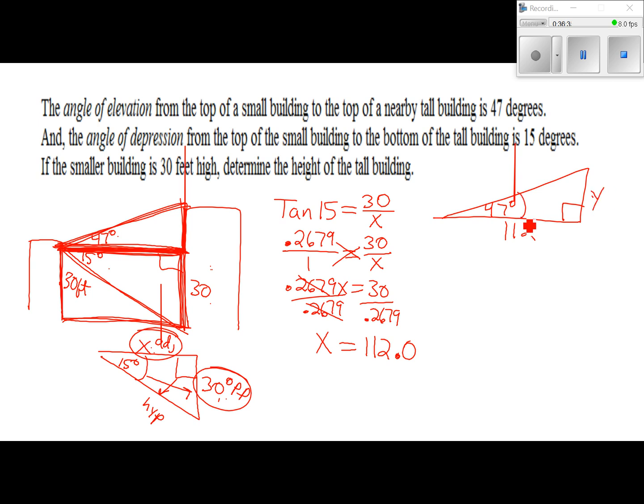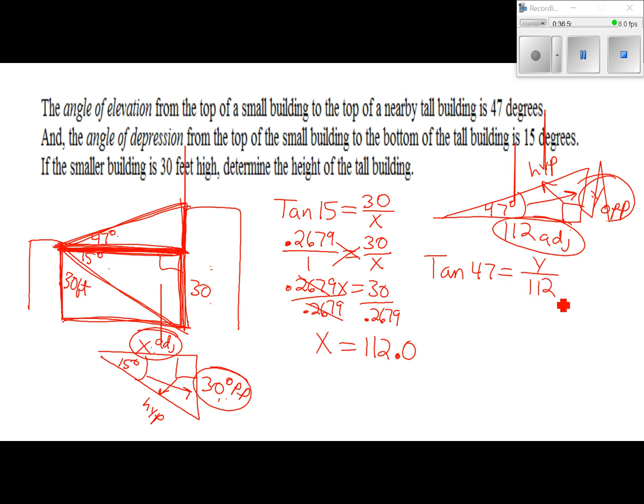We're dealing with the 47-degree angle. That's the opposite leg. That's the hypotenuse. This is the adjacent leg. We know that one. We're trying to find that one. So it's opposite and adjacent. Well, that's tangent again. So it's tangent of our angle, which is 47 degrees, equals the opposite, which is y, over 112. That's our equation. We do the same thing on our calculator. We hit tangent of 47, and it gives us 1.0724. That equals y over 112.